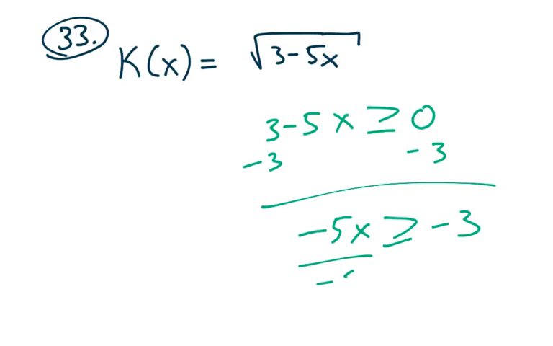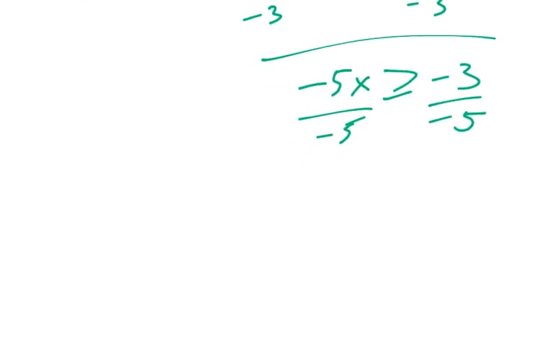And then we divide by negative 5. My one comment would be careful when you divide by negative 5 because you must flip the inequality. Remember, negative 3 over negative 5 is just 3/5. Negative divided by negative is a positive.